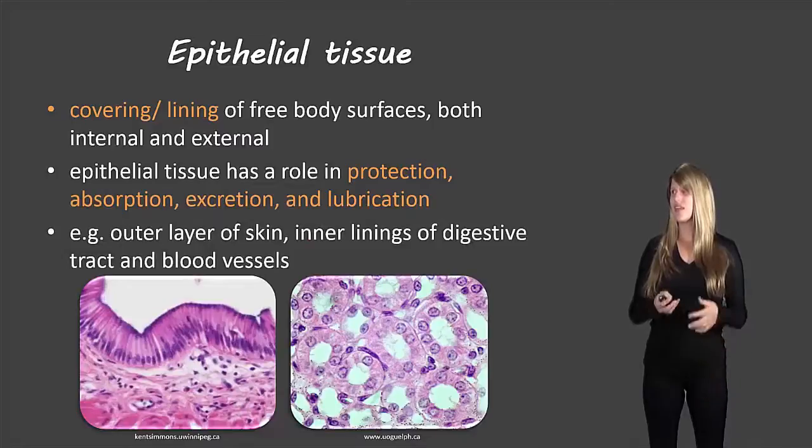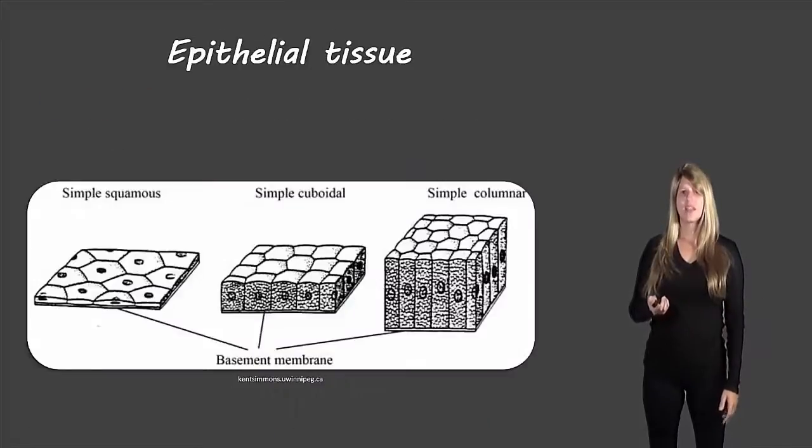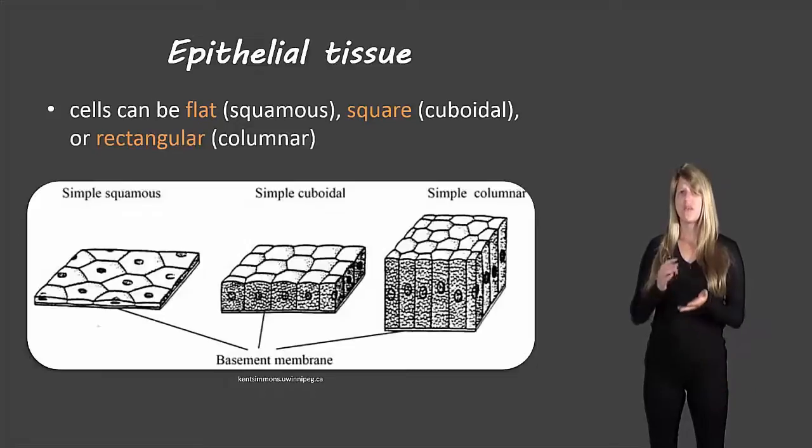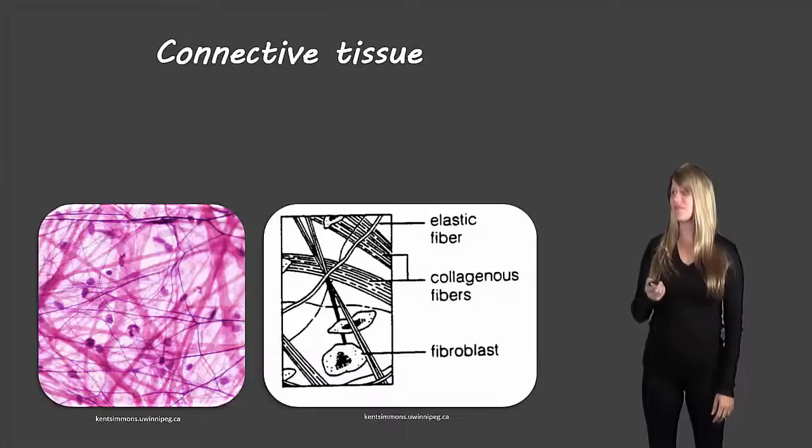And the outer layer of the skin, inner linings of the digestive tract, inner linings of the blood vessels are all examples of the epithelial tissue. And it has several different possible shapes. They can be flat, and these are called squamous. They can be square, which are called cuboidal, or they can be long and rectangular, and these are called columnar. There are also some special cells that are just in the bladder that help you keep liquids in your bladder without having to go to the washroom very frequently, and those are slightly different cells, but they look similar to the columnar. And then the last type of tissue is the connective tissue.